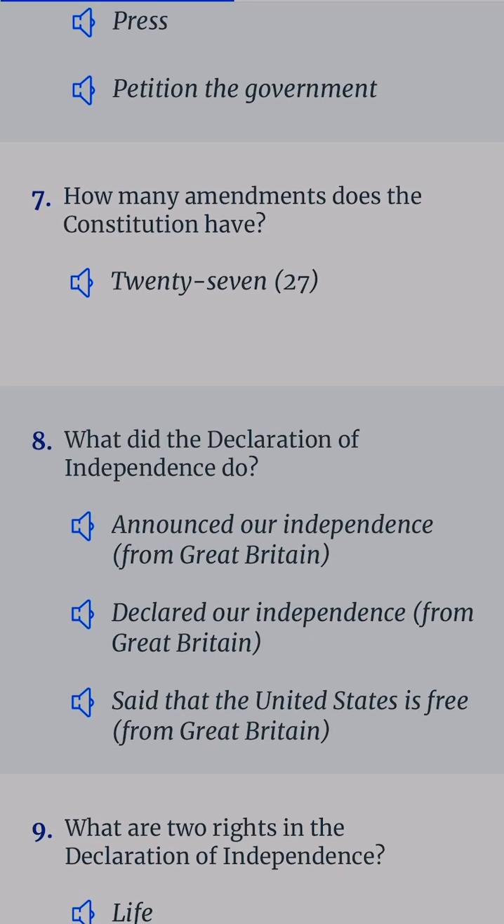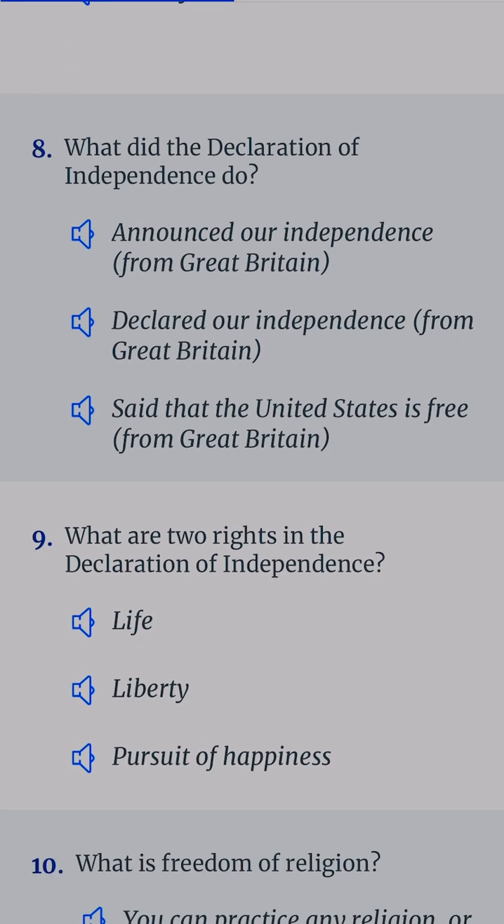How many amendments does the Constitution have? 27. What did the Declaration of Independence do? Announced our independence from Great Britain. Declared our independence from Great Britain. Said the United States is free from Great Britain. What are 2 rights in the Declaration of Independence? Life, liberty, pursuit of happiness.